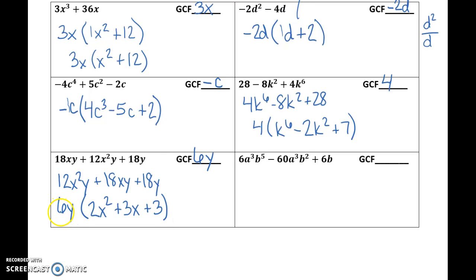Check it. Always you can check. Oh no, yeah, I'm good. I did 6 times 2 and thought 18, but nope, it's right here. So check it. Make sure it works every time.